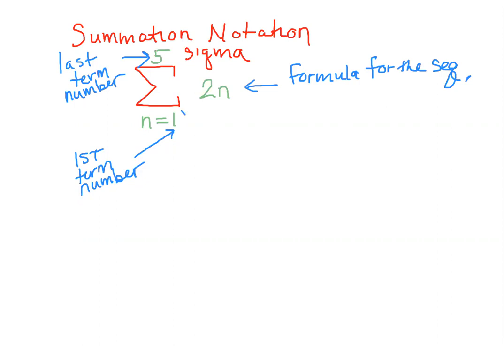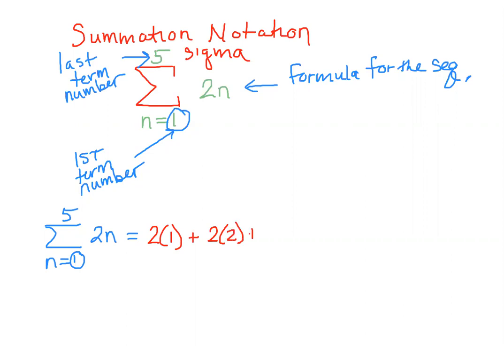Okay, so now it says find the sum of the above. So we're going to start at n equals 1. I'm going to write it like this: the sum from n equals 1 to 5 of 2n. I just rewrote that down here. So we're starting with n equals 1. So we're going to say 2 times 1 plus 2 times 2 plus 2 times 3 plus 2 times 4 plus 2 times 5. And that's where we're going to stop.